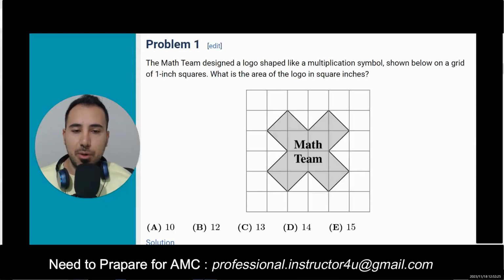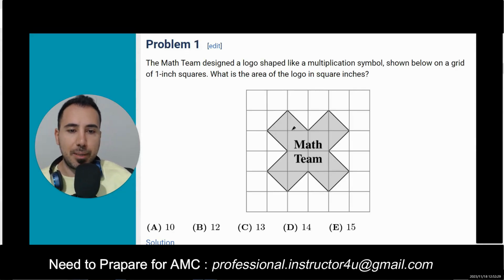Okay, problem one, there is a good way and a bad way of doing it. The bad way would be just to count the number of these triangles, because it would take longer and there's still a chance of making a mistake. So let's read the question and I'll tell you what the good way is. The math team designed a logo shaped like a multiplication symbol shown below on a grid of 1 inch squares. What is the area of the logo in square inches?